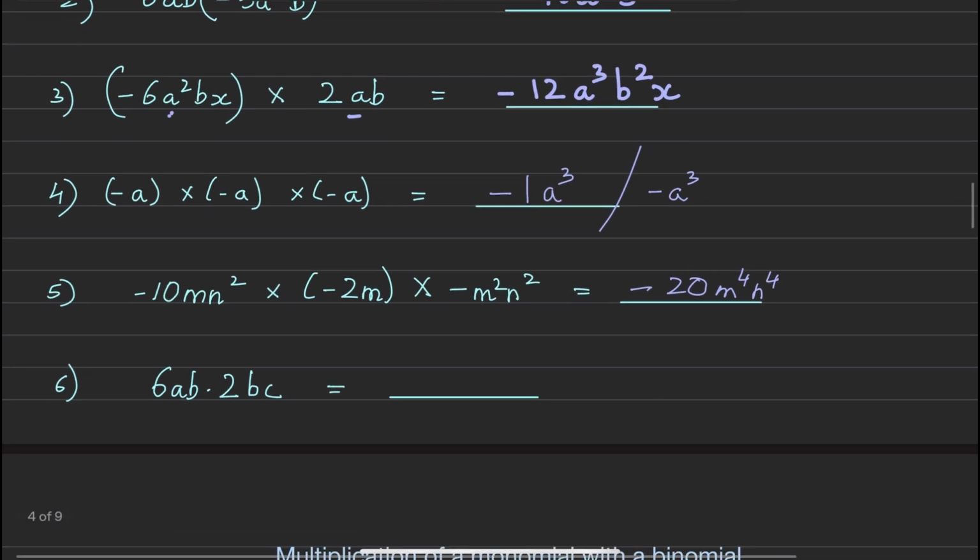Is it clear now? The last one. First deal with the signs. Both are positive. So plus. 6 2s are 12. A, how many a's are there? Only 1 a, 2 b and 1 c.